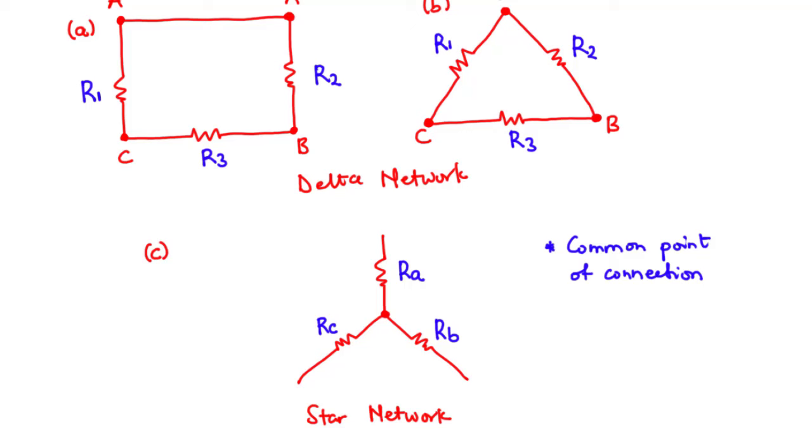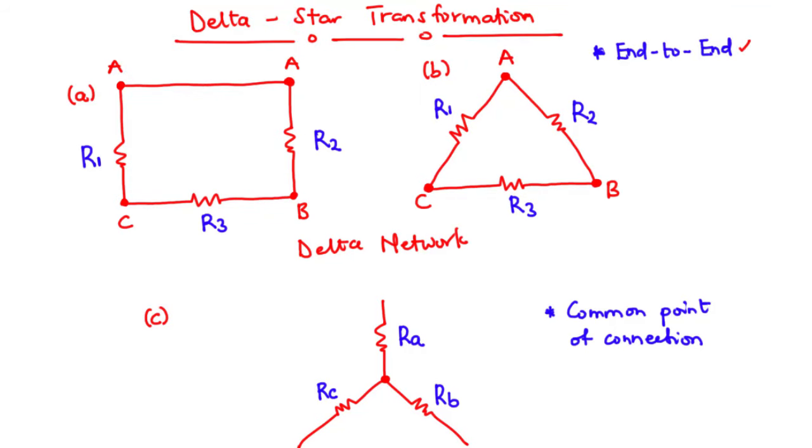So for diagram C, that is called a star network simply because the three resistors RA, RB, and then RC have a common point of connection. So when three resistors have a common point of connection, then we say that those three resistors are connected in a star network. So having gotten this, how do we transform a delta network to a star network and vice versa?